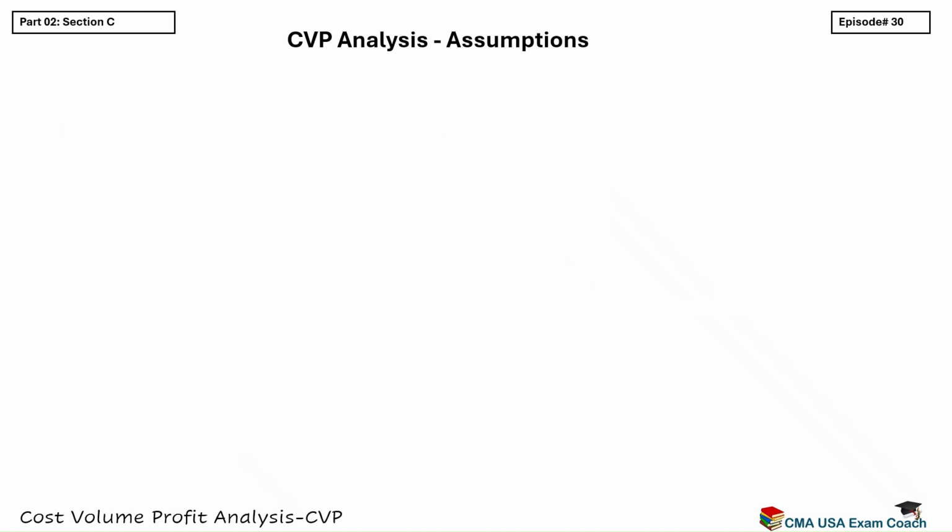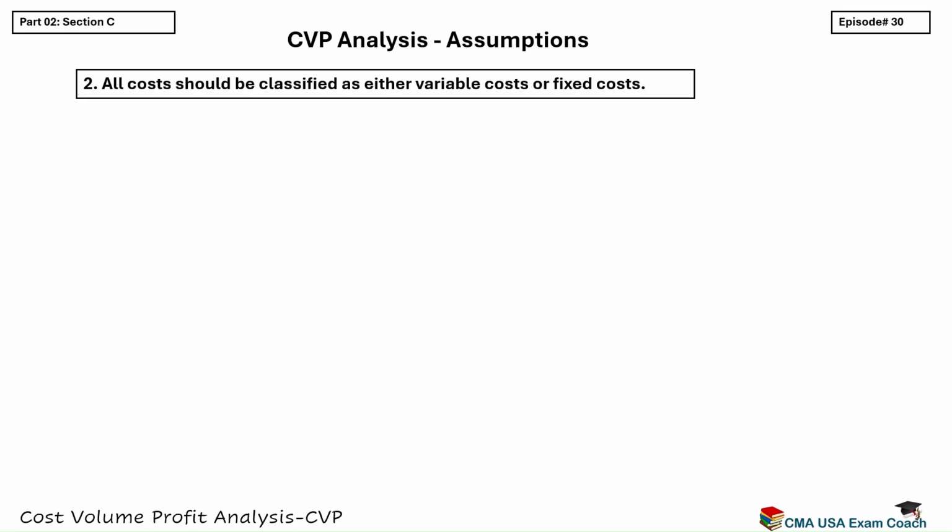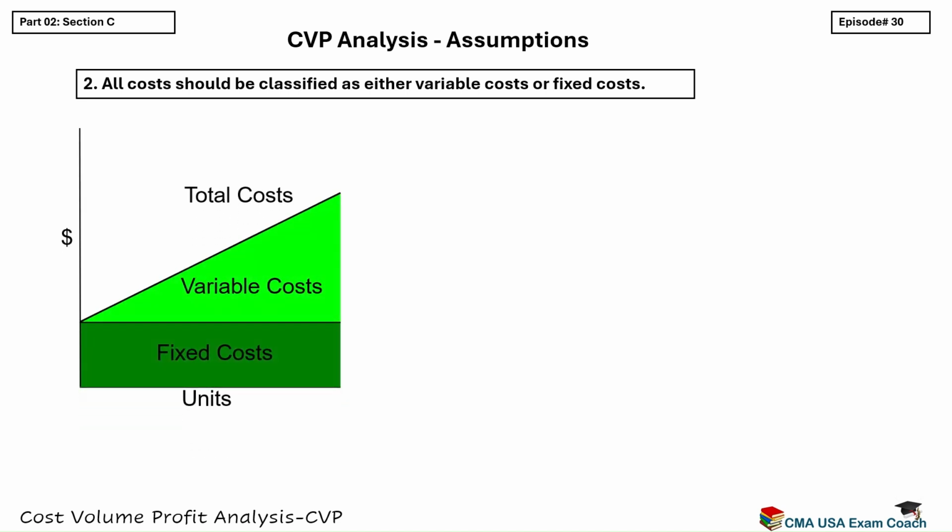Assumption number 2. All costs should be classified as either variable costs or fixed costs. This is another key assumption in cost volume profit analysis. It means that, for the purpose of CVP, we must clearly separate every cost in the business into two categories: variable costs and fixed costs.